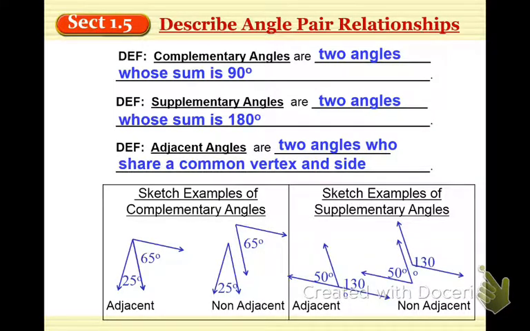Supplementary. Adjacent, they share a ray, and they make a line. These two don't touch, but they still sum to 180, so they are also supplementary.